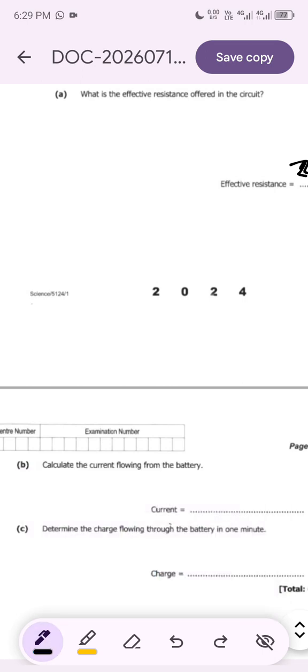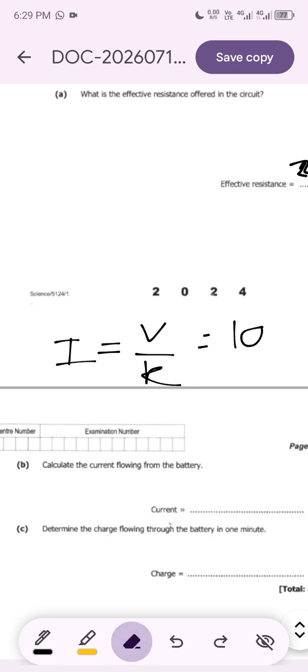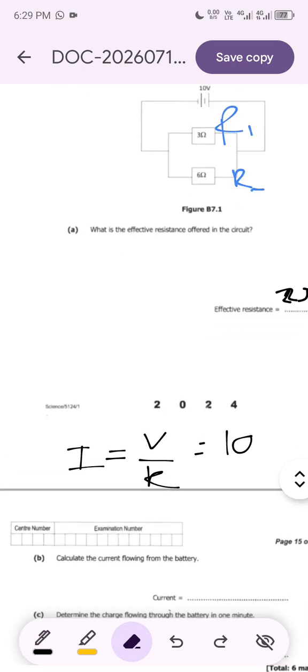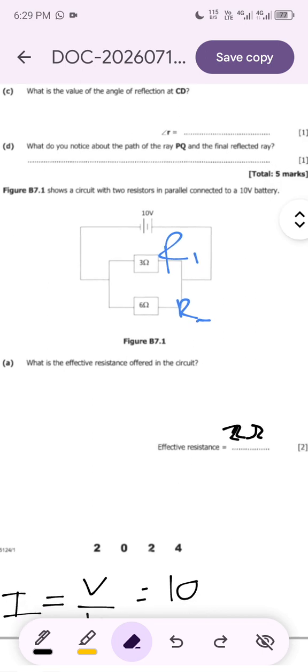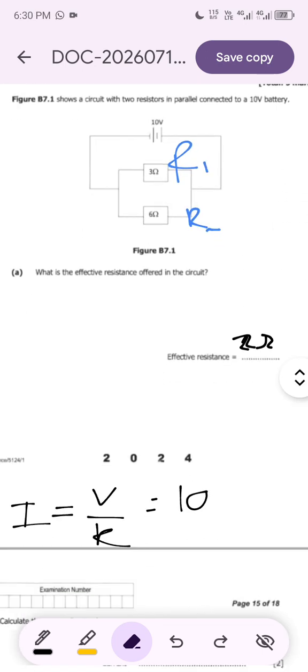So if we are looking at this particular formula, current is directly proportional to voltage and inversely proportional to what we call resistance. So basically you can use this formula to find the current. So the voltage that we have through the battery is about 10, which was given, 10 volts, which was given in the question.